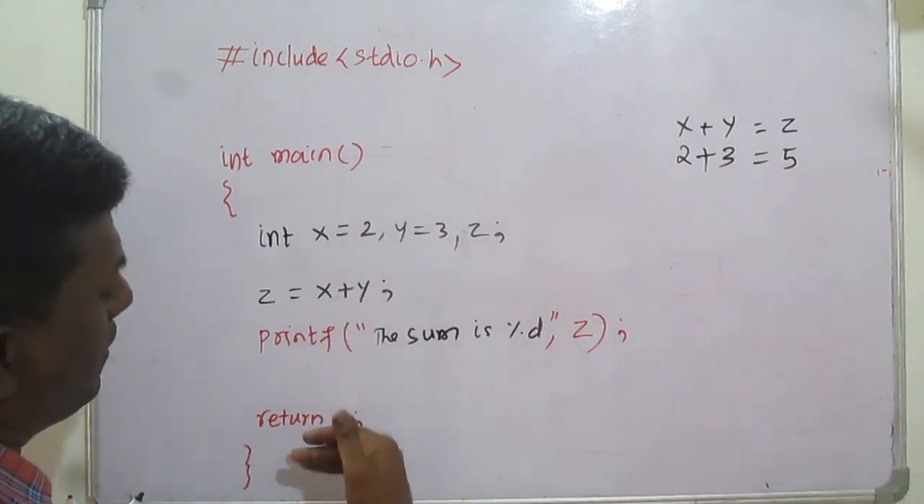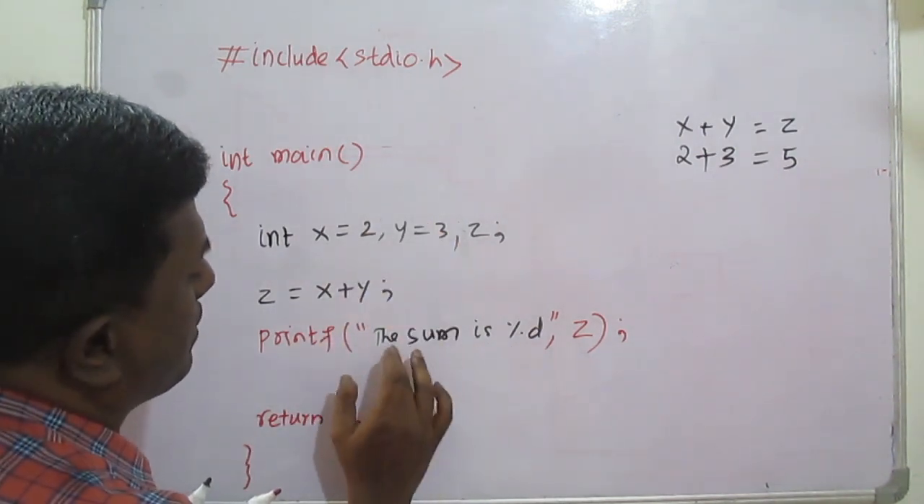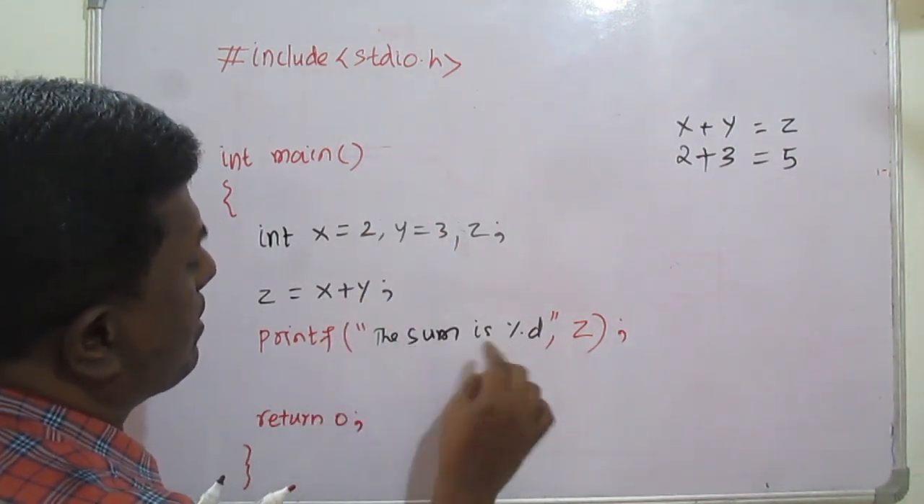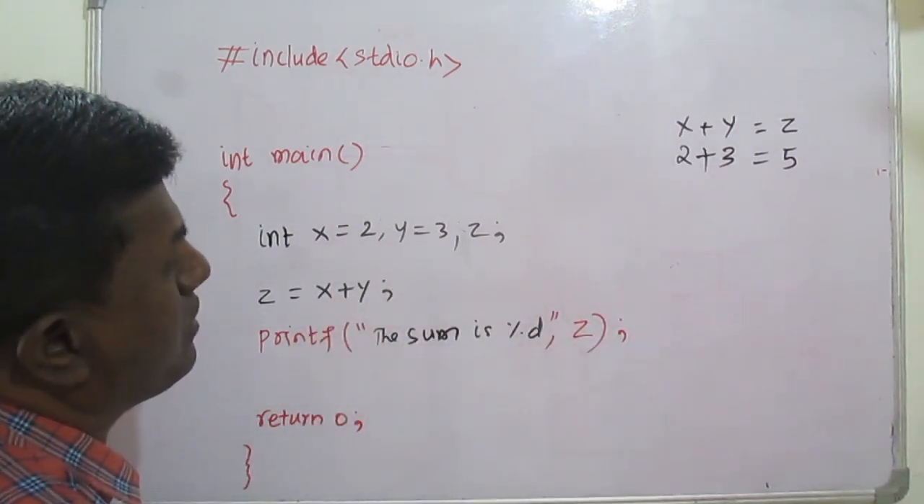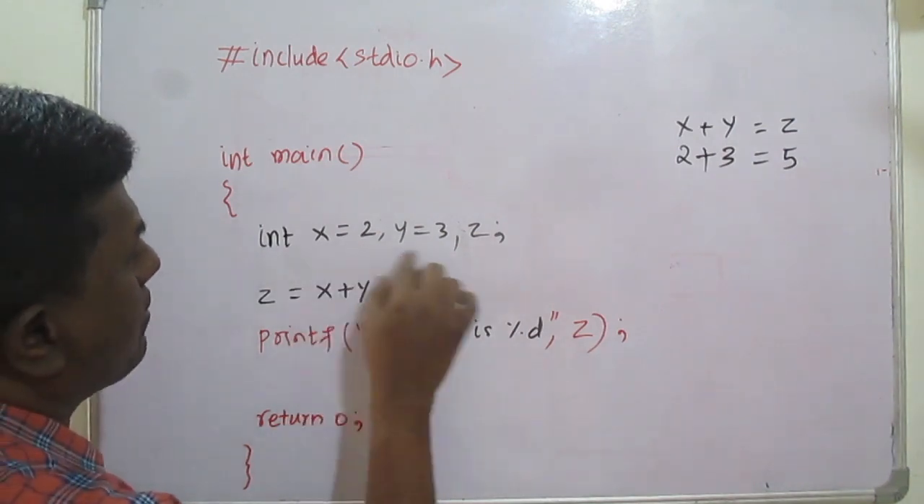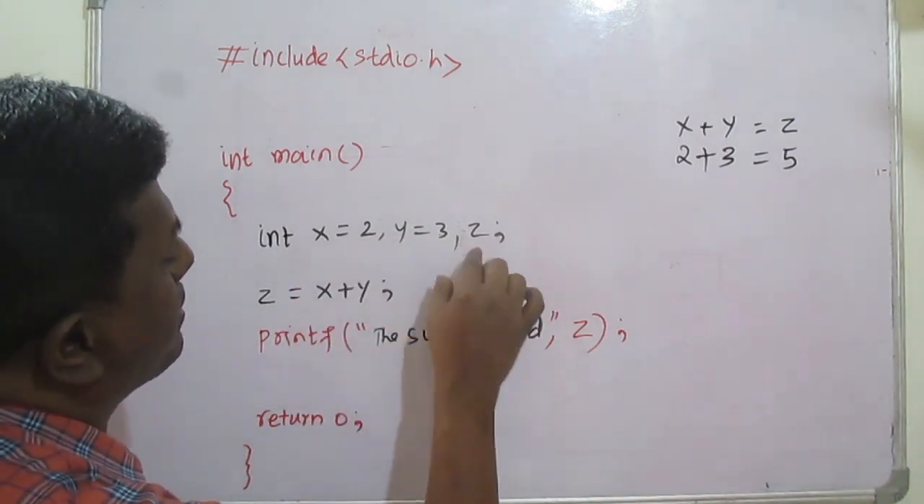Now if you run this program, you will get the output: the sum is percentage d. So what is the percentage d? 2 plus 3. That will be displayed on the display screen. So this is called declaration and initialization.